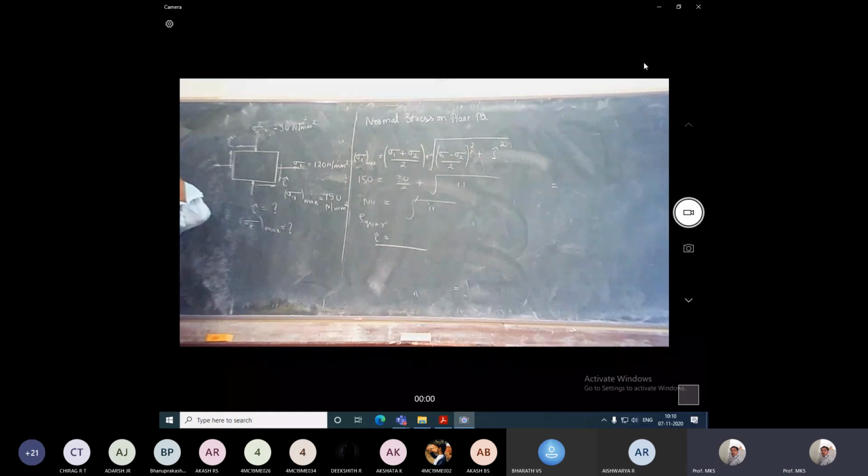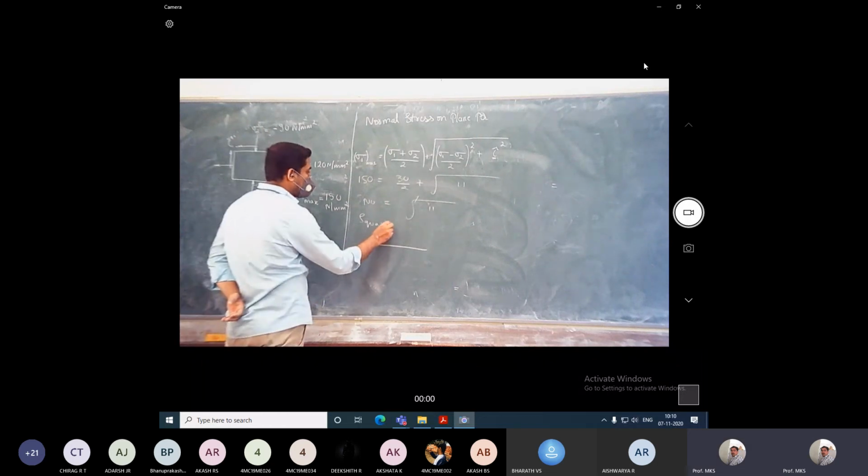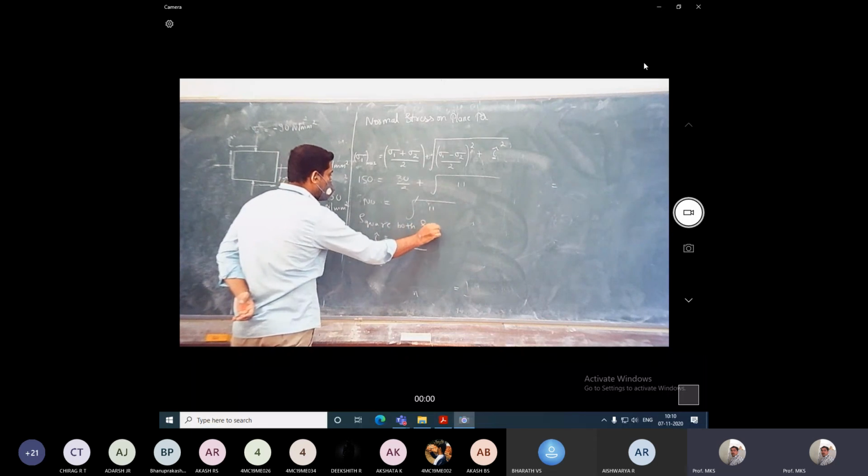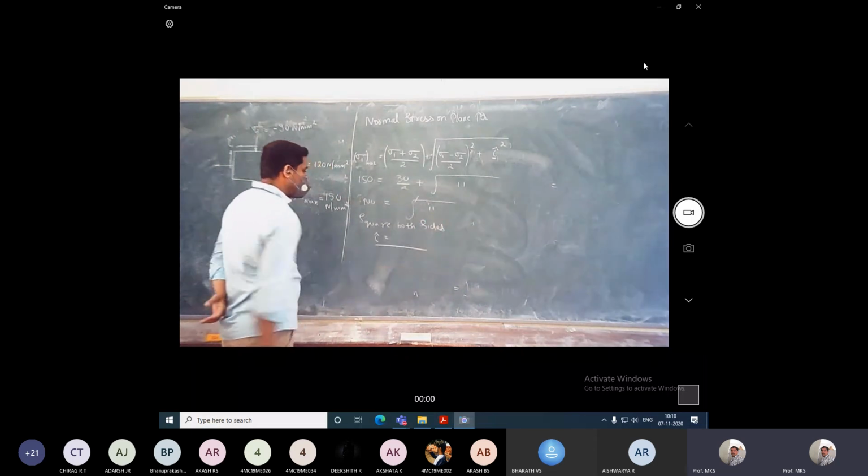Note down all the equations, otherwise you cannot remember them. Wherever a new equation comes, kindly note down those equations. You square both sides, the root gets cancelled, and you can find tau.